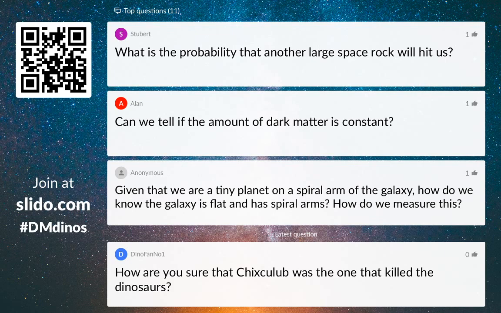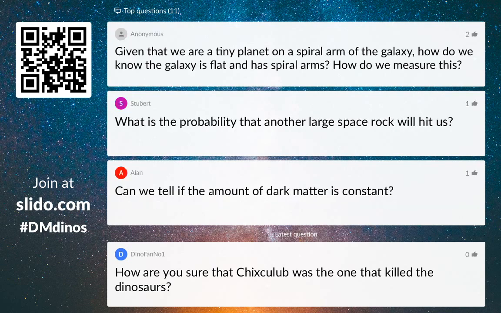But if you're talking tens of millions of years, then the probability that another large space rock will hit us is large. So that just really scales with time. So I definitely wouldn't worry about it. For you guys personally, it seems very unlikely that that's going to be a big problem for us.